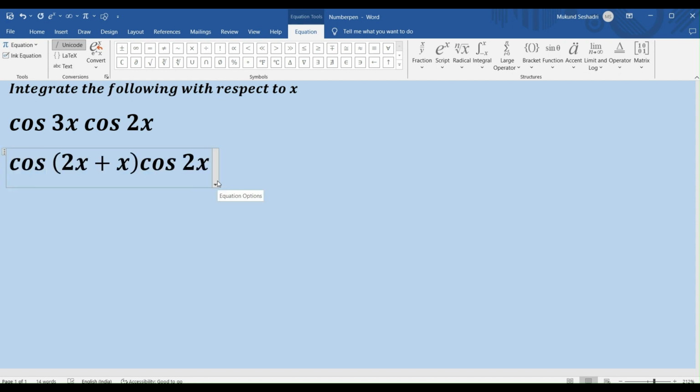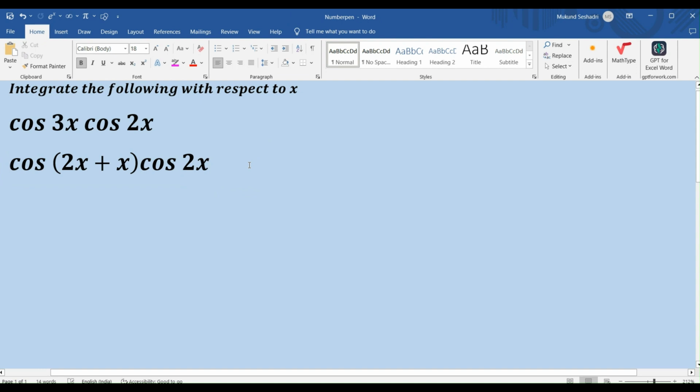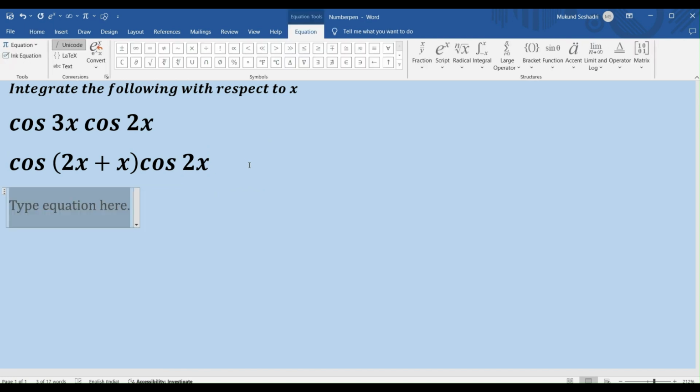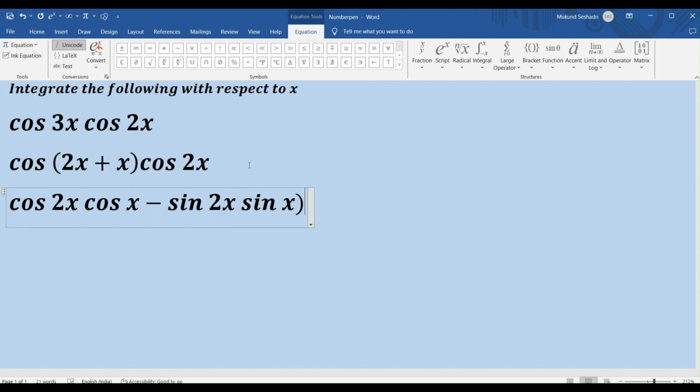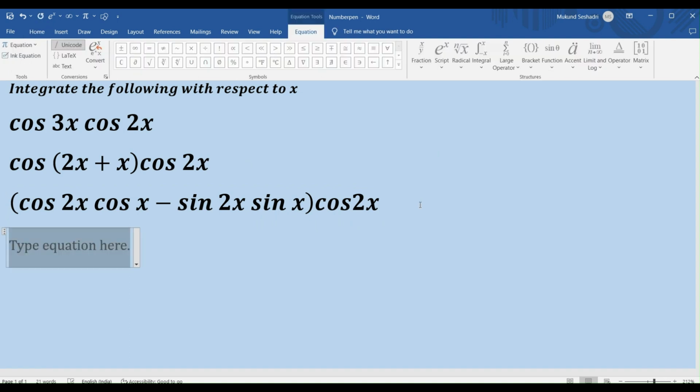I'm going to express my 3x as 2x plus x, right? And when I do that, I get cos of 2x plus x into cos 2x, right? So what is my cos A plus B? My cos A plus B is nothing but cos of A into cos of B minus sine of A into sine of B, right? And then remember that we still have our cos 2x, right? And I'm going to expand this further.